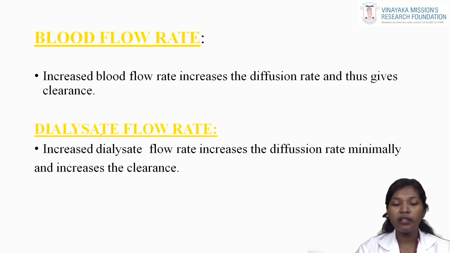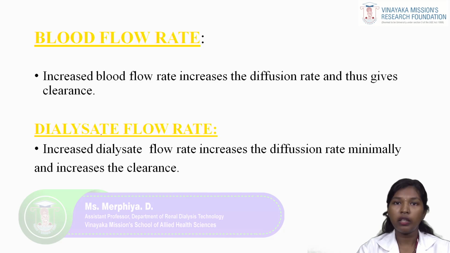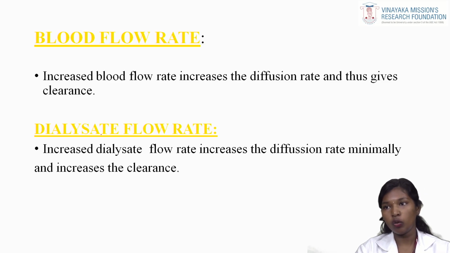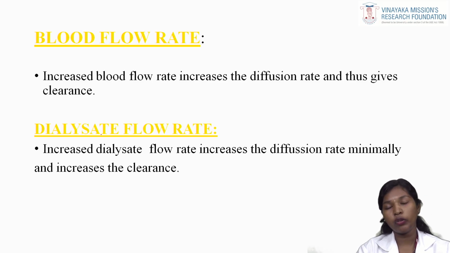Blood flow rate: an increased blood flow rate increases the diffusion rate and thus the clearance. Normally we fix the blood flow rate at 180 to 250. Sometimes we fix it at 180. At 180, compared with 250, the clearance will be low, but when we keep the blood flow rate at 250, the clearance will be much better and the electrolyte balance is also good. That is the blood flow rate. When the blood flow rate is high, the clearance is high and diffusion is also high.